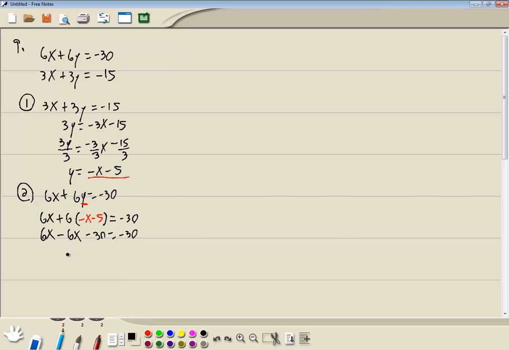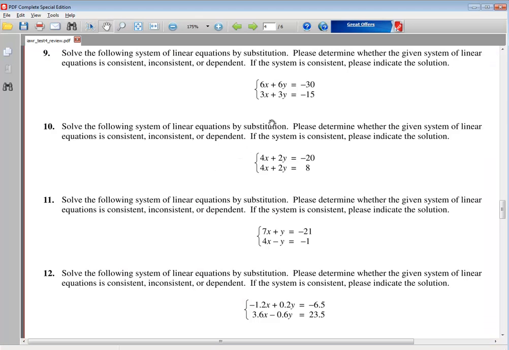6x minus 6x drops away. We get negative 30 is equal to negative 30. Okay, well, this is a problem. We are solving for x and y, and our variables disappear completely. But look what we came up with. We came up with something that's always true. Negative 30 is equal to negative 30. This means that there's an infinite number of solutions. So infinite solutions. And specifically, for the instructions here, that means they're dependent.